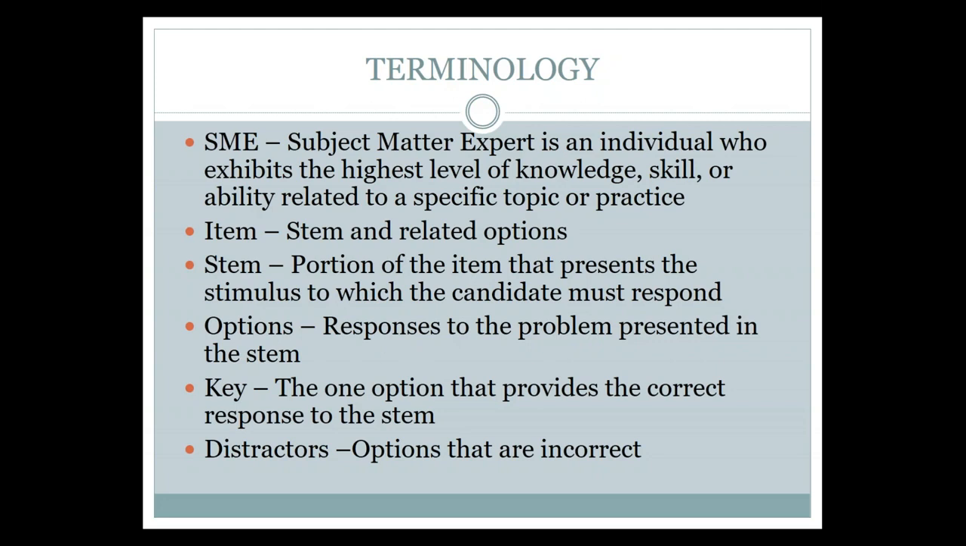Our stem is the portion of the item that presents the stimulus to which the candidate must respond, so the first part. And then our options are our responses, and you'll always have 4, A, B, C, and D. Our key is what we call the correct option or answer. And then our distractors are the incorrect options, so they distract from the key.